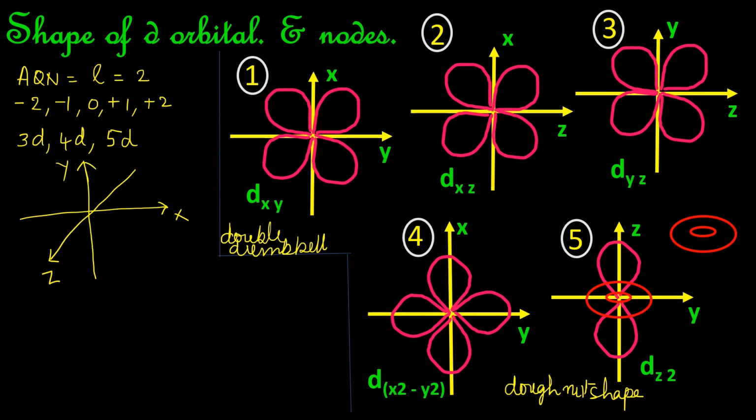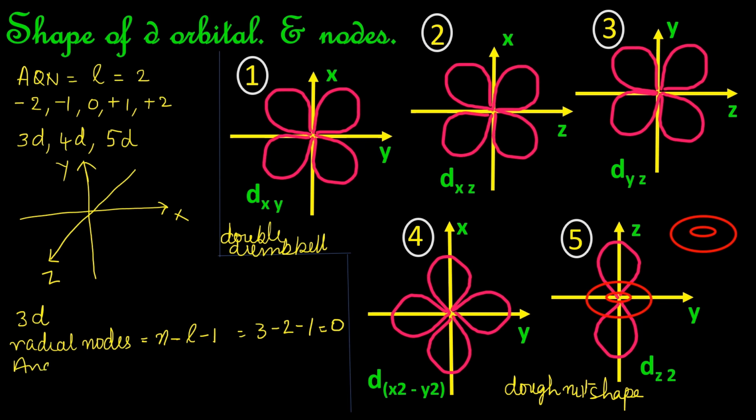In order to explain why the d orbital has four lobes, we have to know about the nodes. For 3D, how many radial nodes will be there? Radial nodes is given by the formula n minus L minus 1. So here it becomes 3 minus 2 minus 1. The principal quantum number n is equal to 3. Then minus 2 minus 1 becomes minus 3. So 3 minus 3 becomes 0. So there are no radial nodes.